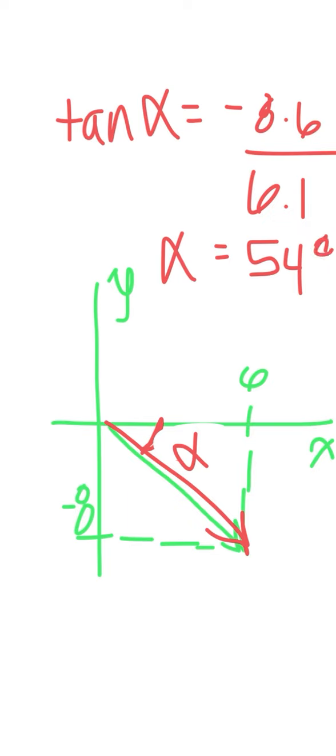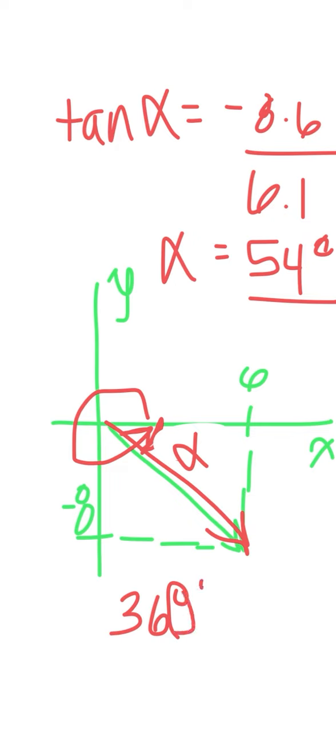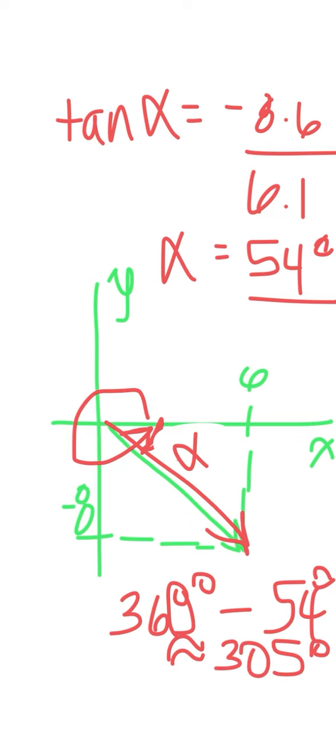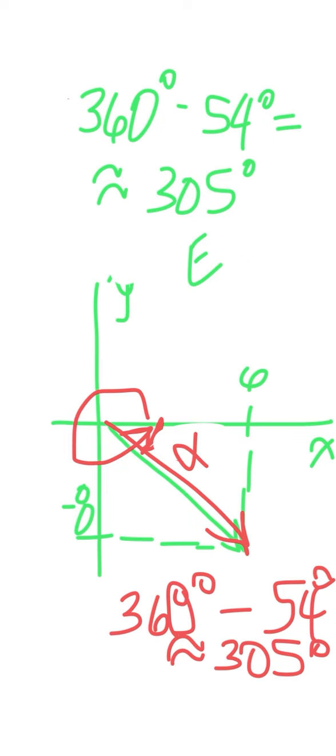Convert it from radians to degrees. This is when it's converted to degrees. So we have 54 degrees, and we know that a whole rotation around the x-axis is 360. So what we need to do is subtract 54 degrees from 360 degrees. And this will give you approximately 305 degrees. So 360 minus 54 is approximately 305 degrees. So that means the answer is E for number 1.